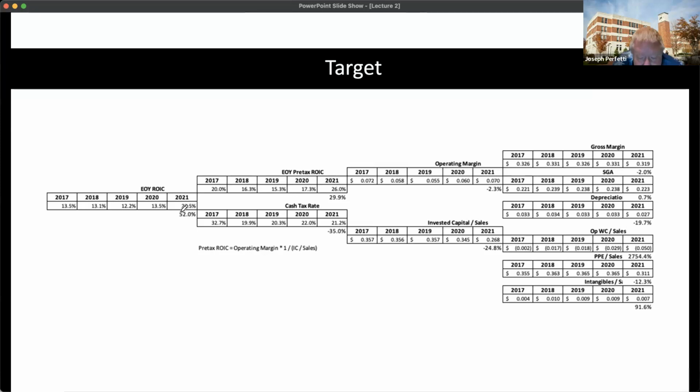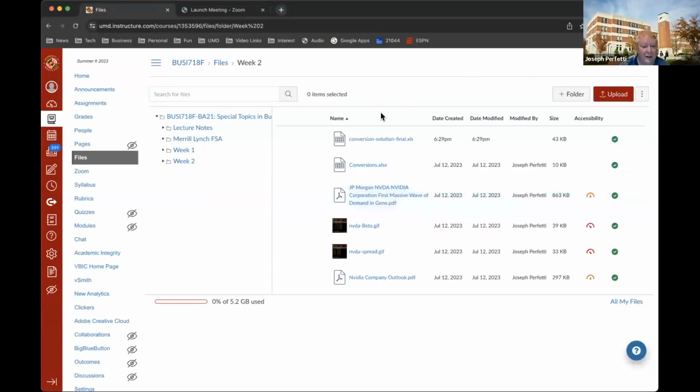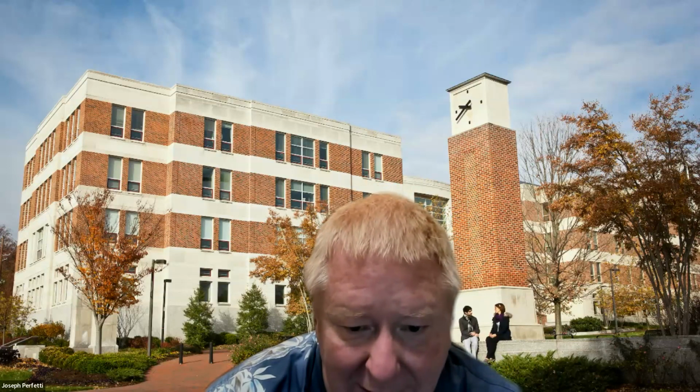All right, so in-class exercise. I'm going to put 2 files into the files folder. So in this files folder for week 2, I am going to put this file.